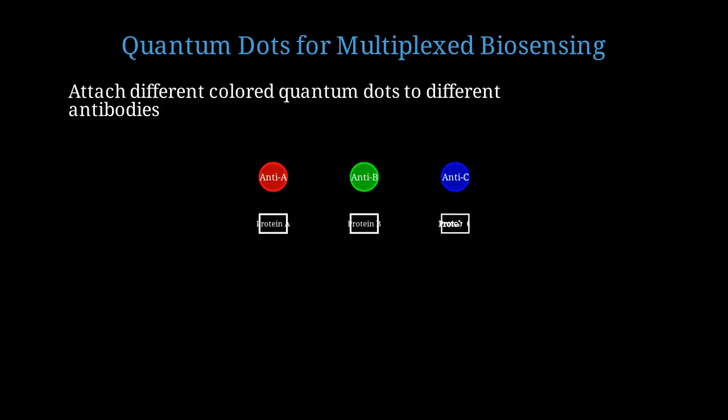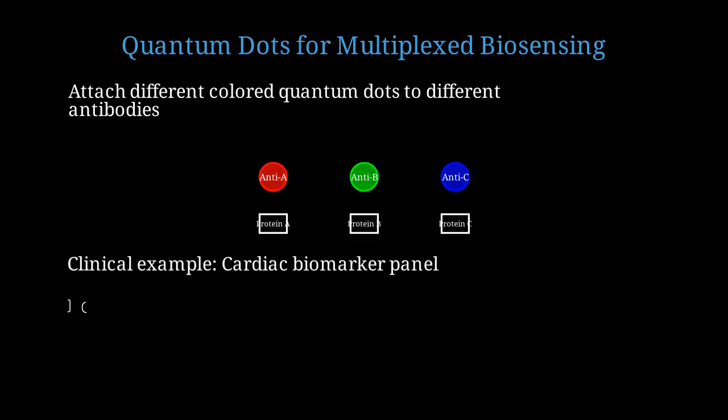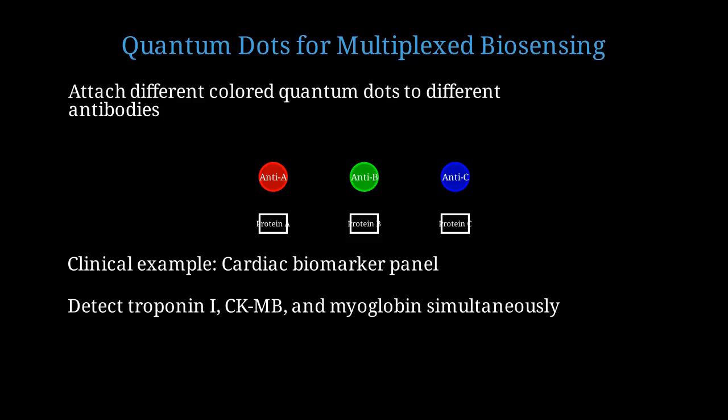When we add a sample, each antibody quantum dot conjugate binds to its specific target. We can then use a spectrometer to detect all 3 colors simultaneously, telling us the concentration of all 3 proteins at once. A clinically important example is the cardiac biomarker panel for heart attack diagnosis. We need to detect troponin I, creatine kinase MB, and myoglobin simultaneously. Traditional methods require separate tests and hours of waiting.